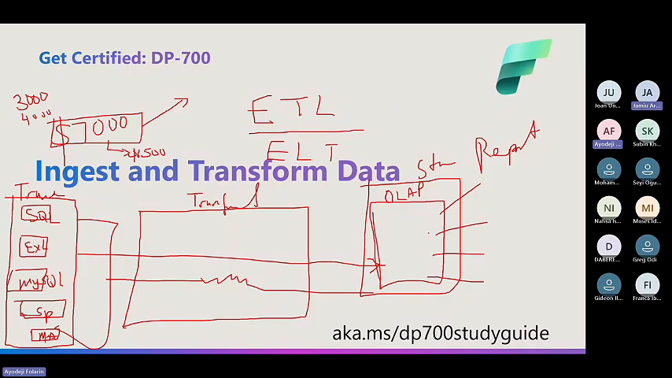for the sake of insights, foresight, modeling, and so on. And if we do not do our work correctly, then there will be a big challenge. That is why we are looking at this course, DP700.